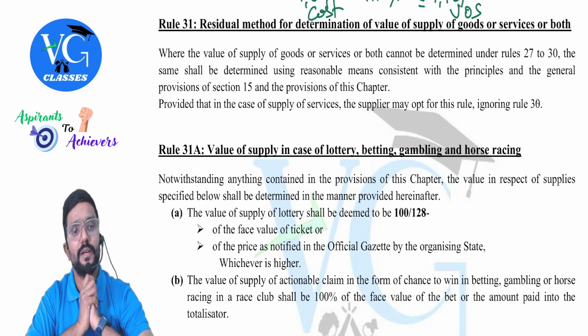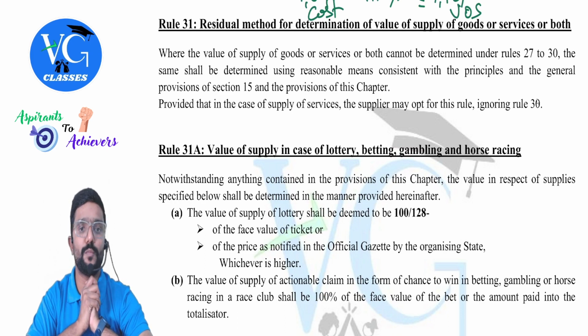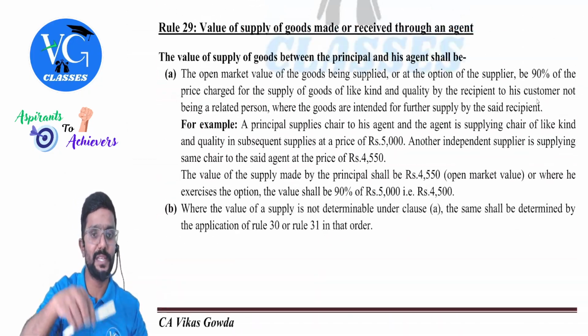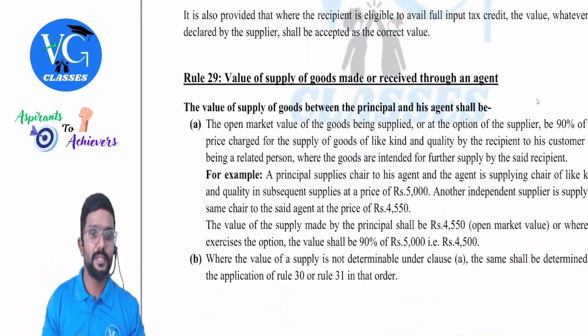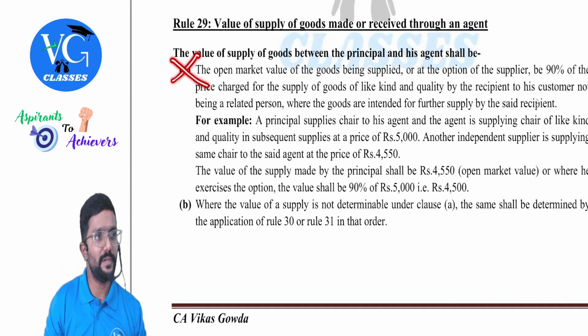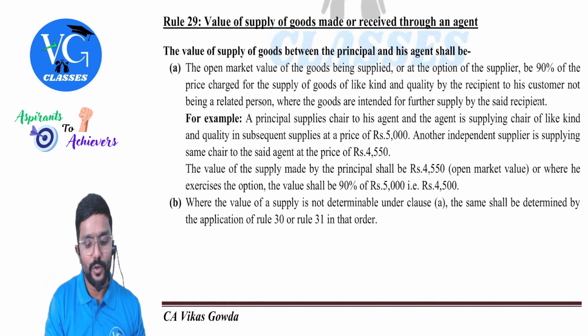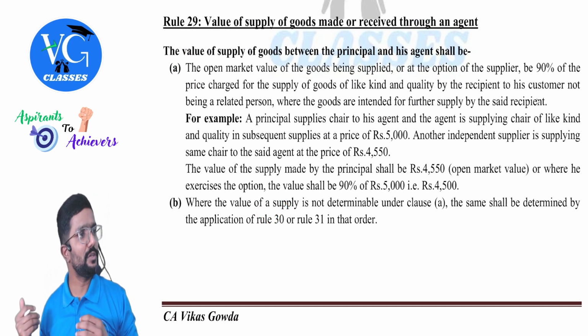Rule 31. Residual method for determination of value of supply of goods or services or both. Last option. Where the value of supply of goods or services or both cannot be determined under the rules 27 to 30. For example, under rule 29, A is not possible, and under B, rule 30 is not possible. Can I go to 31?